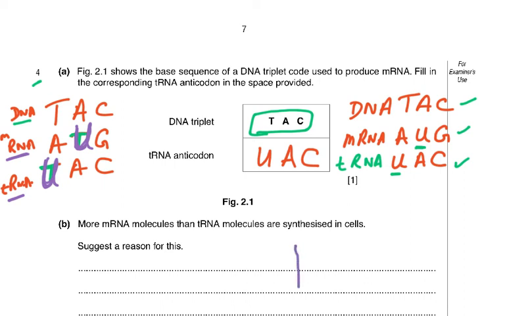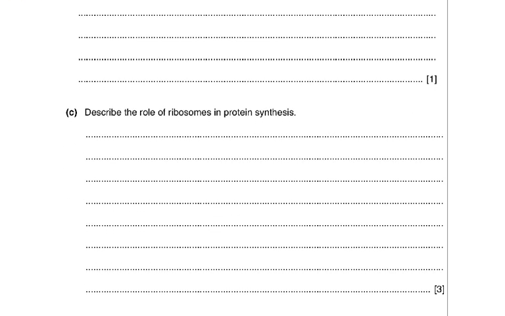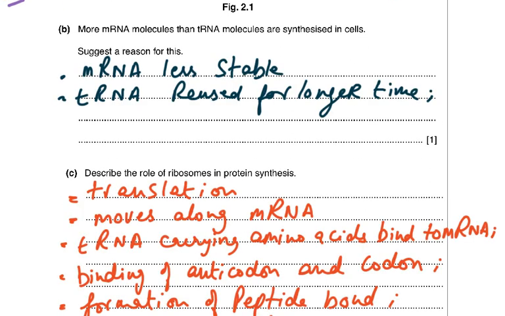Then coming to the B part of the question: more mRNA molecules than tRNA molecules are synthesized in cells. Suggest a reason for this. Describe the role of ribosomes in protein synthesis. We've done that in a number of questions, but we'll do it again. A reason is that mRNA is less stable, because it breaks up immediately after it has gone through the ribosomes, while the tRNAs keep being reused again and again, bringing the amino acids to make proteins. They don't die after that.